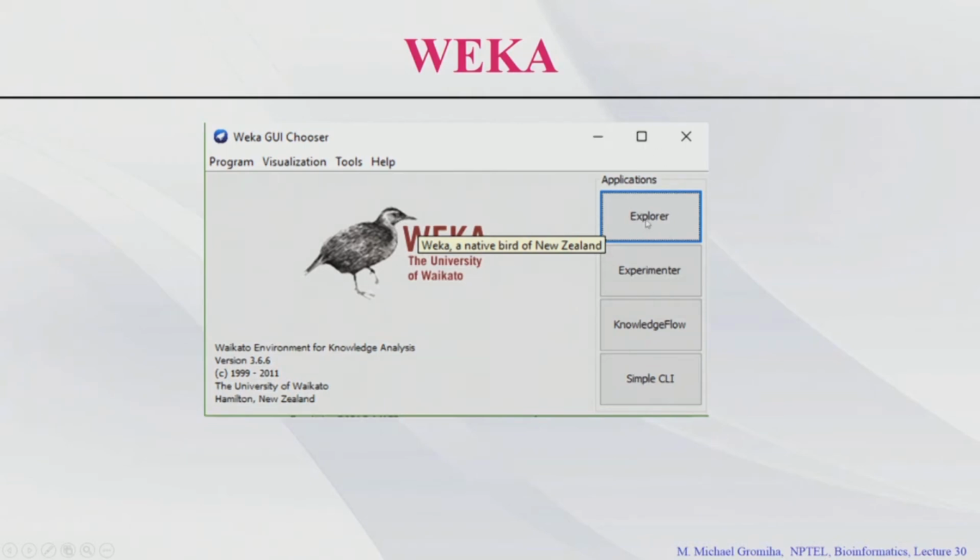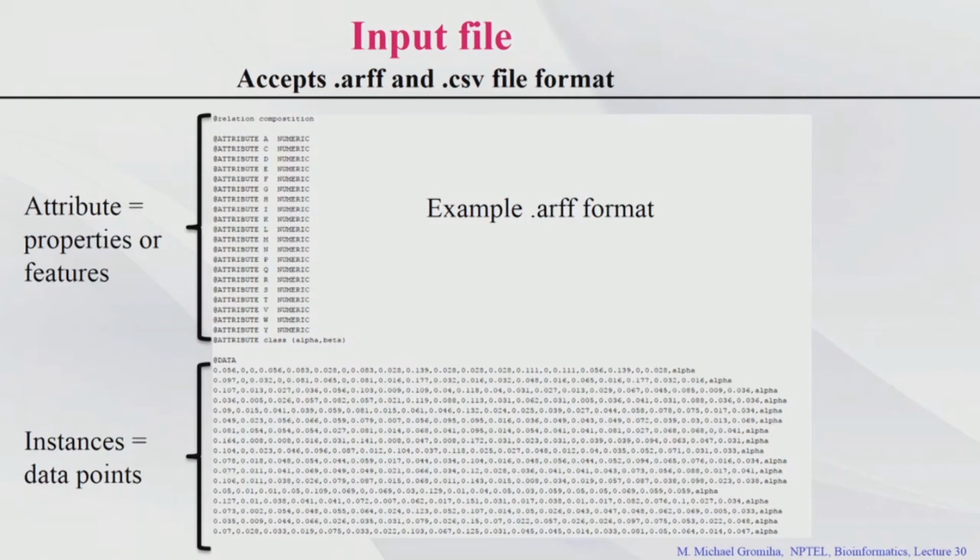So, they have different applications. You can see the Explorer, Experimenter, Knowledge Flow and the Simple CLI. If we go with the Explorer, then we can open a window where you can manipulate your data, give the input data, and you can play around with Weka with the different machine learning techniques as well as your features, feature selection and the performance. Then first I will tell you how to prepare the input file.